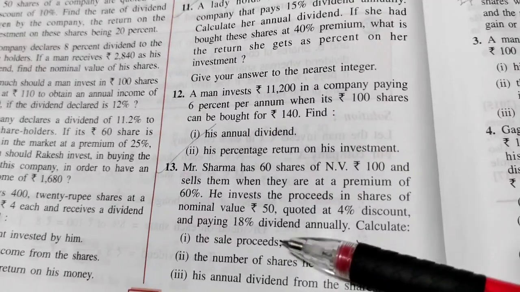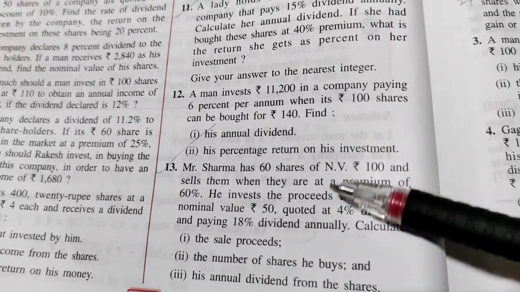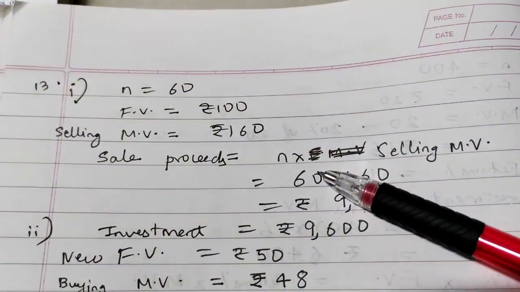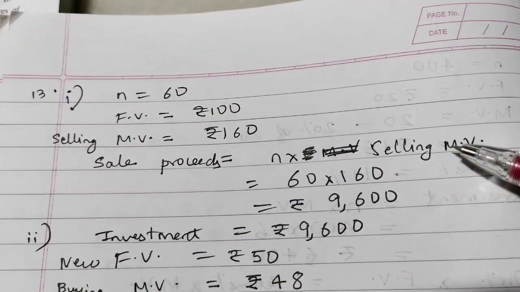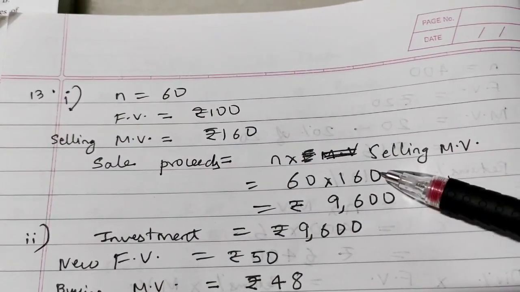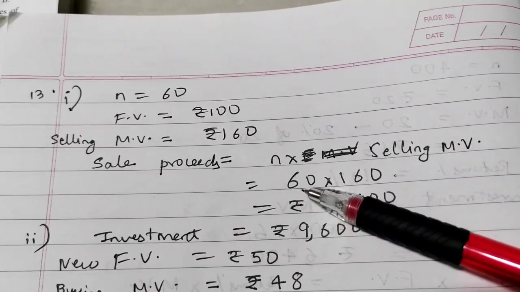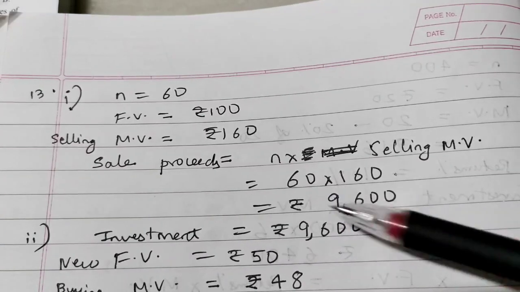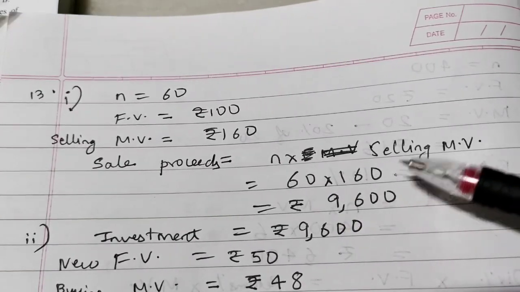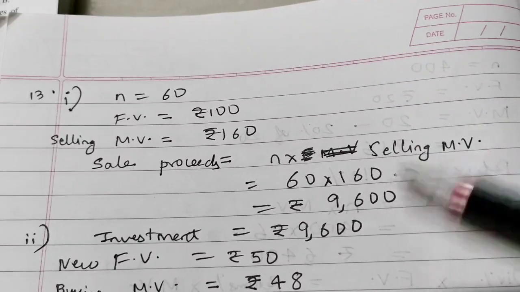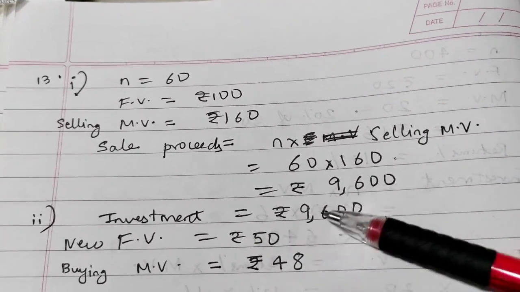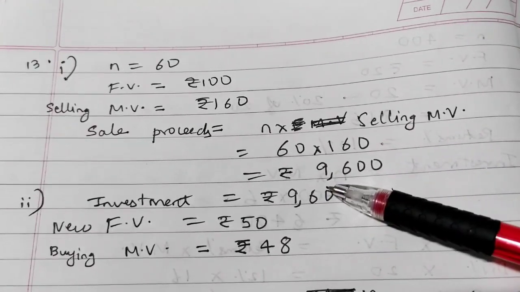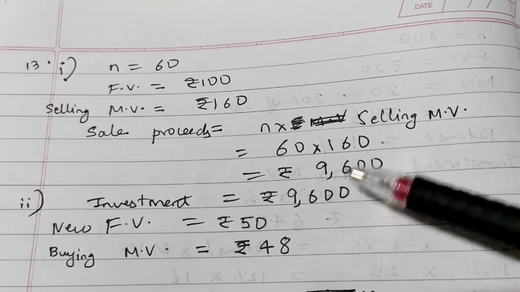So first of all, calculate the sales proceeds. So they are talking about the first set of shares. The sales proceeds is always number of shares into selling MV. If he's selling each share for 160, that is 60% premium, and he had 60 shares, so the total revenue he will get will be rupees 9,600, which he will use to buy some new shares. So in the next case, the investment is 9,600. The sales proceed from the first set of shares is always the investment of the second share, unless they say something else like half of it was invested or something.